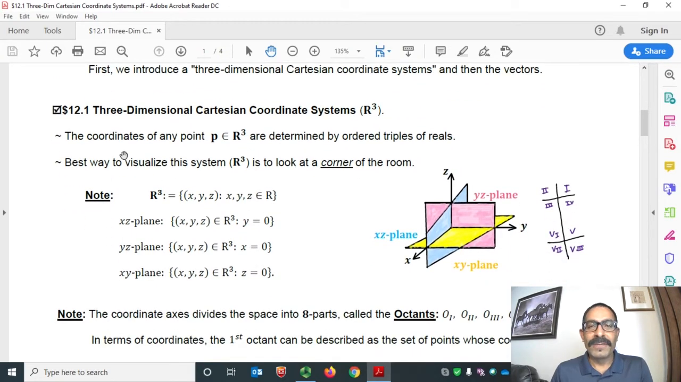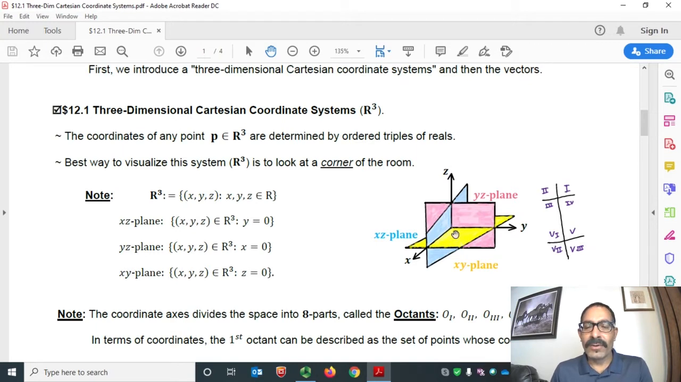The coordinates of any point P in R3 are determined by ordered triples of reals. The best way to visualize this system is to look at a corner of the room. So let me go to the diagram to explain. In the diagram, you see this is the x-axis, this is the y-axis, and this is the z-axis. These three axes intersect at the origin, mutually perpendicular to each other.